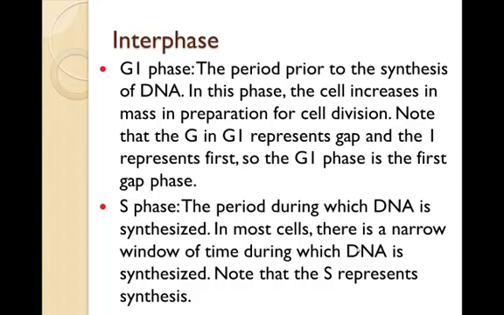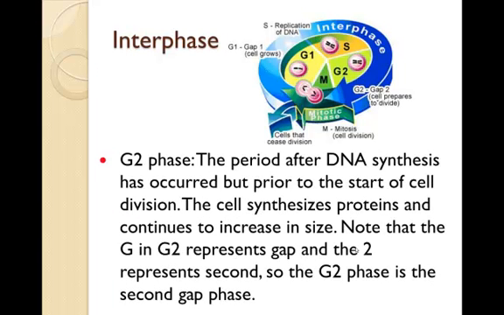S stands for synthesizing, which is making. So it's the period during which DNA is synthesized, or made. In most cells, there is a narrow window of time during which DNA is synthesized, so this phase does not take very long in comparison to the rest of the phases. Then the G2 phase is the period after the DNA has been made, but prior to the start of cell division. The cell synthesizes proteins, of course where? In the ribosomes, and it continues to increase in size. The G in G2 represents gap and the 2 represents the second, so G2 is the second gap phase.